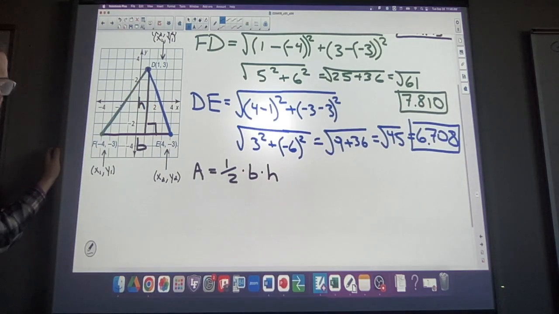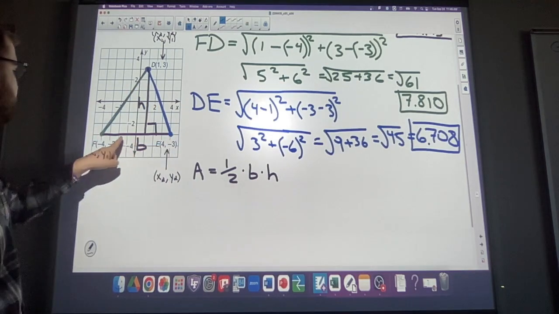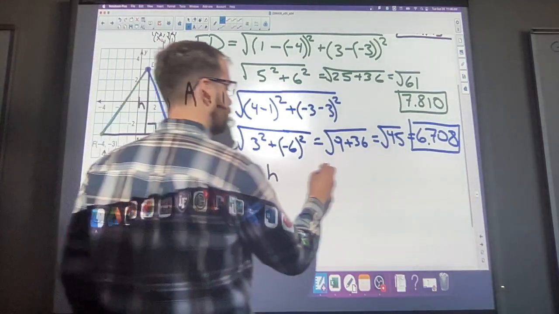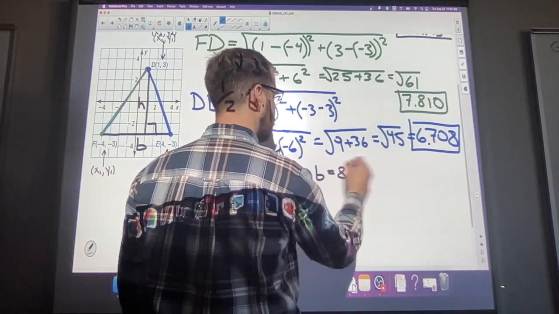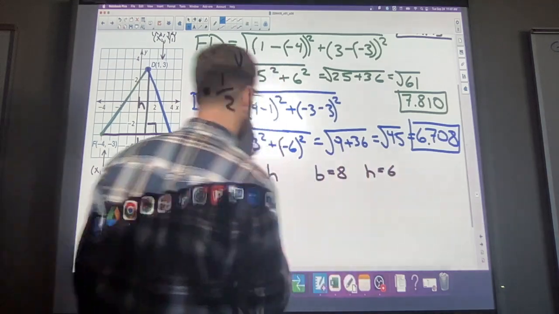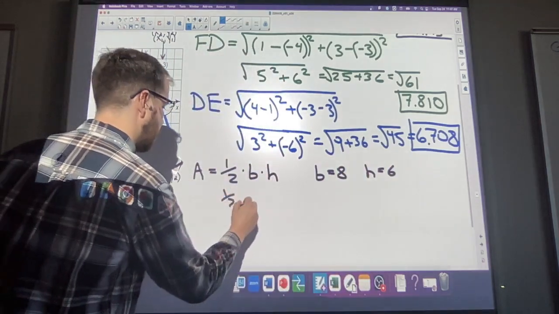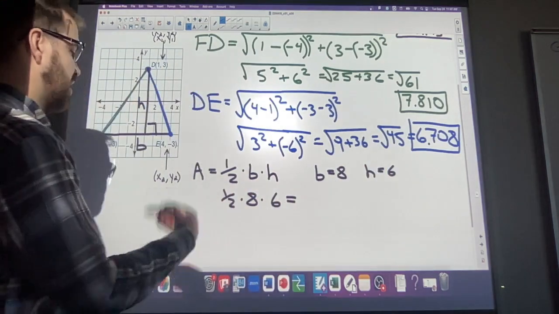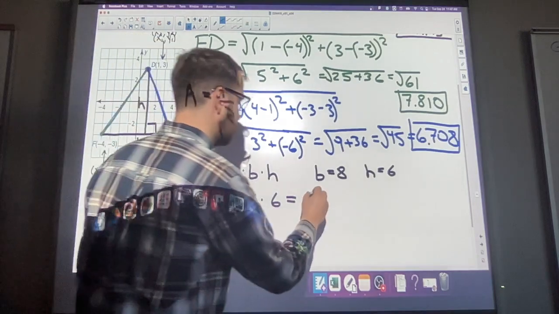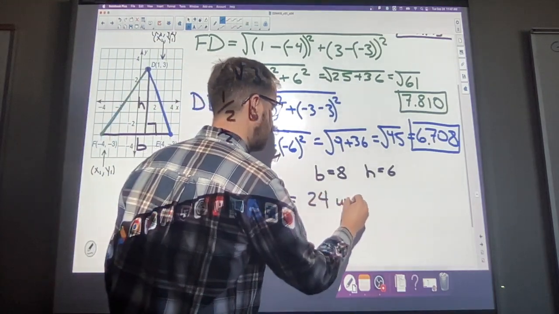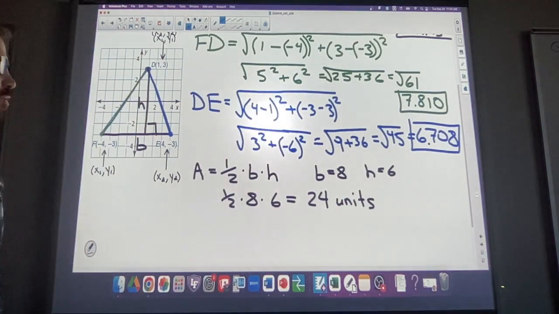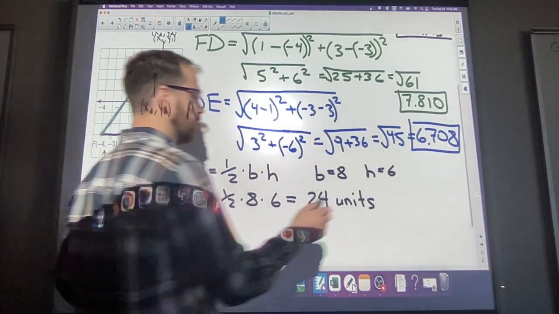All right, we can just count these up. We already know that the base across here is going to be 8, and we can see that our height is 6. So our base is 8, our height is 6. We can just plug this in, 1/2 times 8 times 6. 1/2 times 8 is 4. 4 times 6 is 24 units. Now be careful, it's not just units. If we're talking about area, we're talking about a 2-dimensional area. So we have to say units squared.